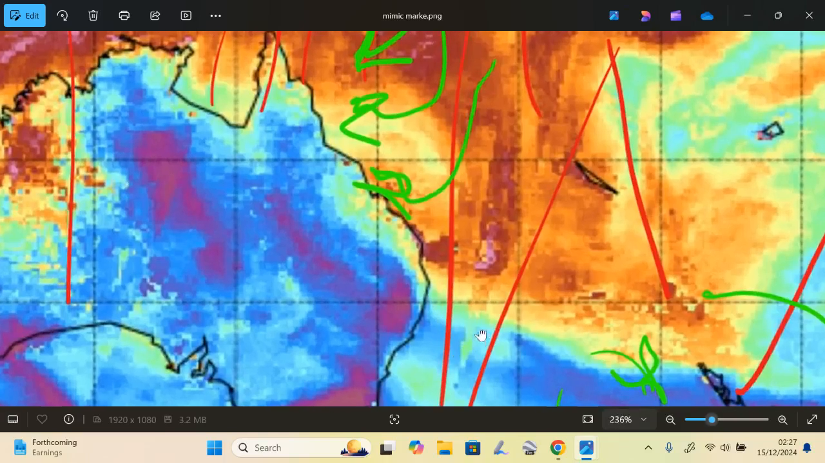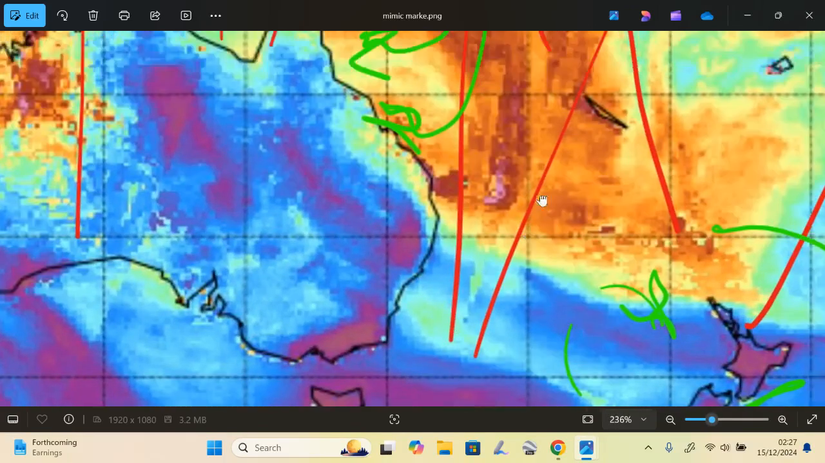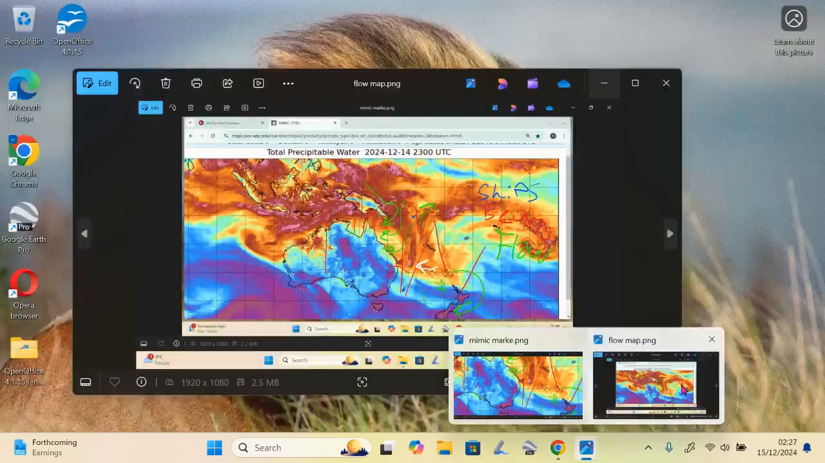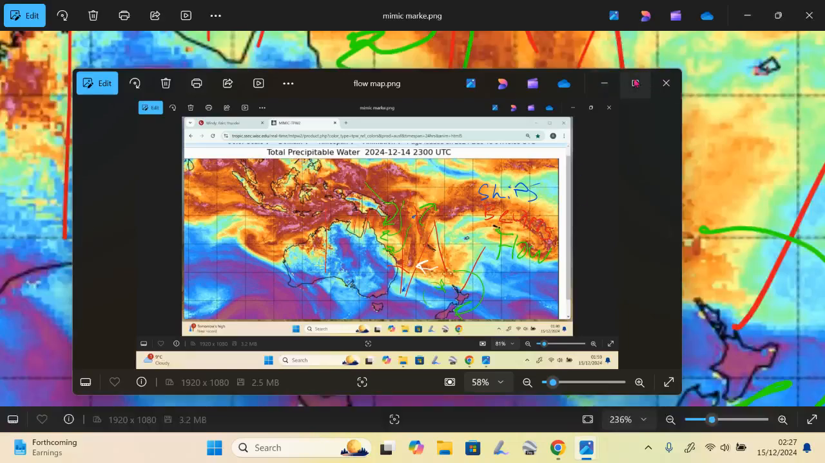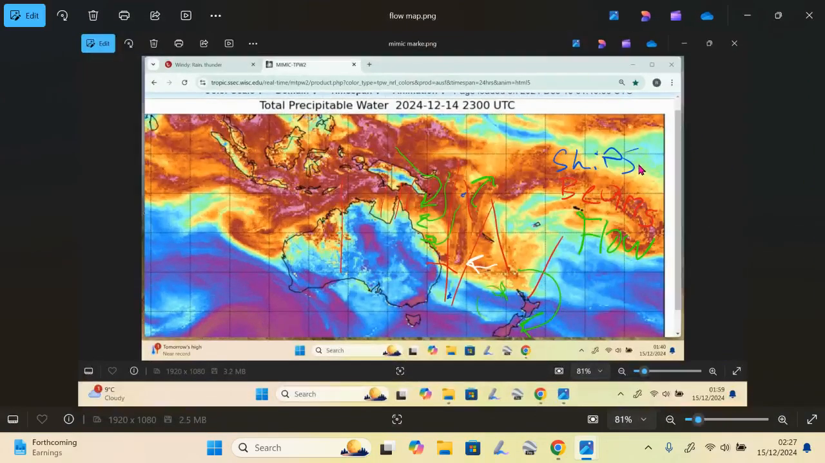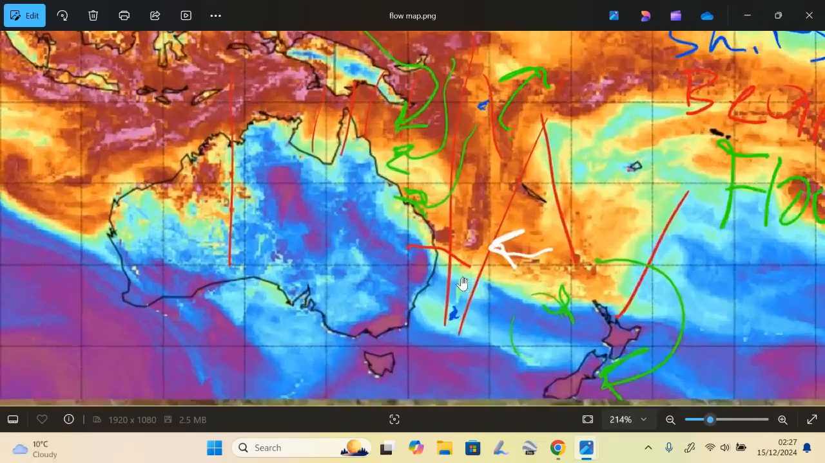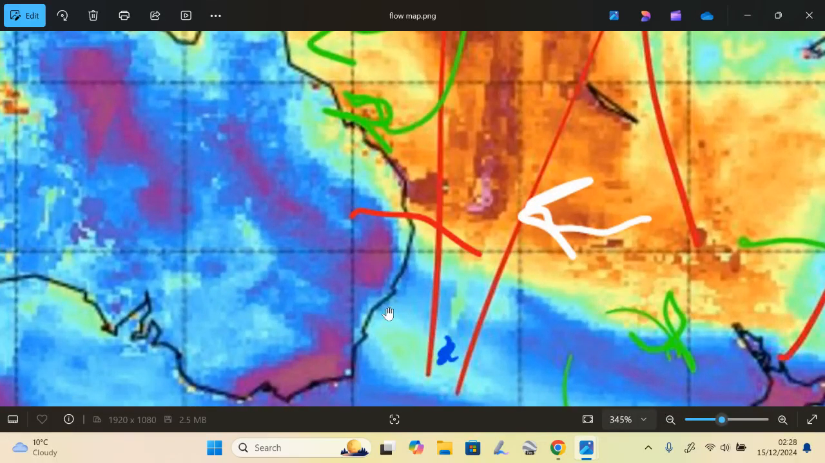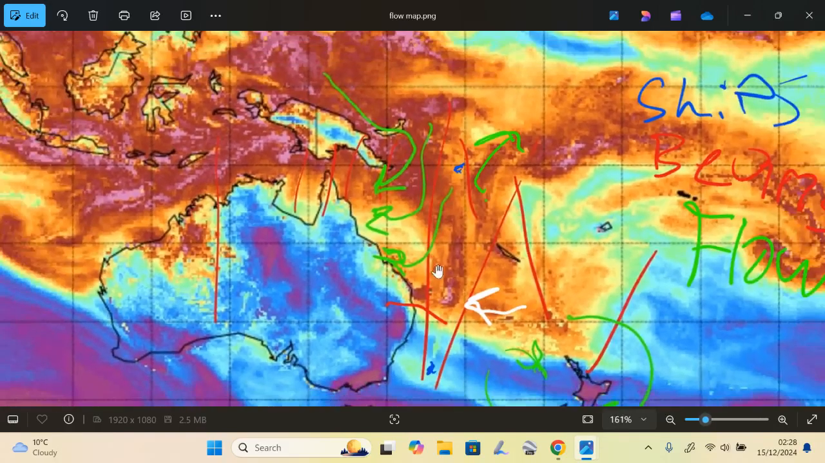You have a ship here and here. I can show better with this one. Right, I marked the map. Blue is ships, red is beams, green is flow. And white is just pointing at a location where the intersection of two cones has happened. I shot a big beam down here.